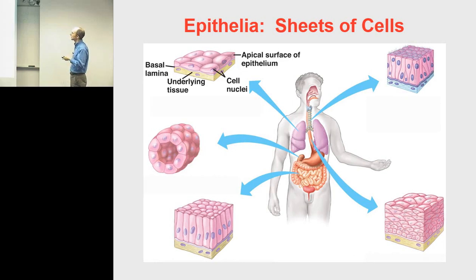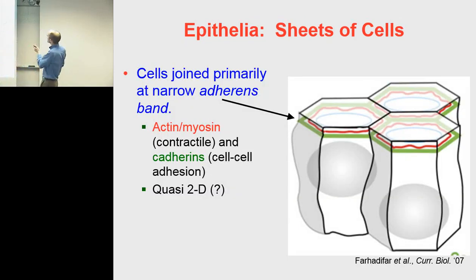And epithelia are, of course, all over the place. So your skin is an epithelium, the lining of your gut, the lining of your lungs, the lining of your esophagus, and so forth. Anything that looks like a barrier or a sheet in your body is probably an epithelium. And so these are really one of the basic building blocks of all animal tissue, of all animal organs and all animal body plans.